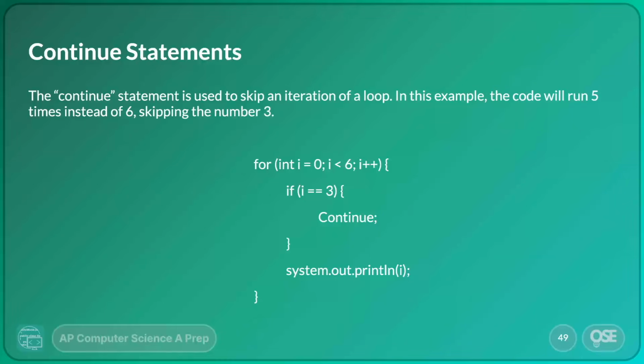The continue statement is used to skip an iteration of the loop. In this example, the code will run 5 times instead of 6, as when i is equal to the value 3, the continue statement will be used to skip that iteration.